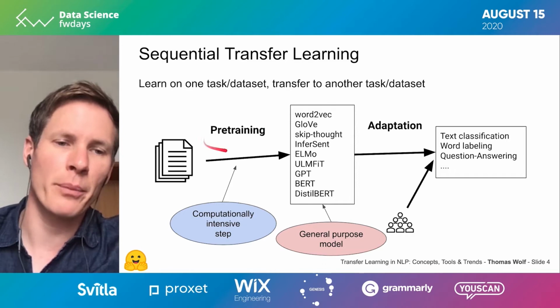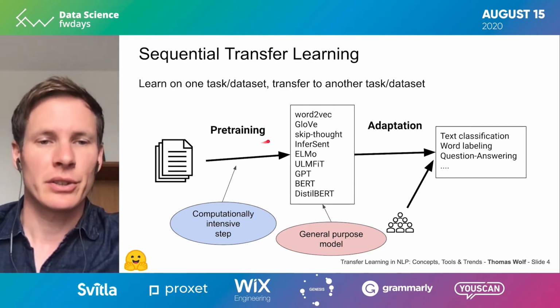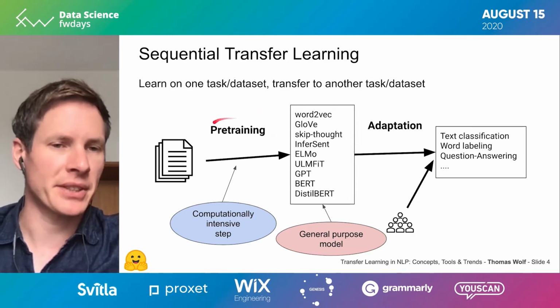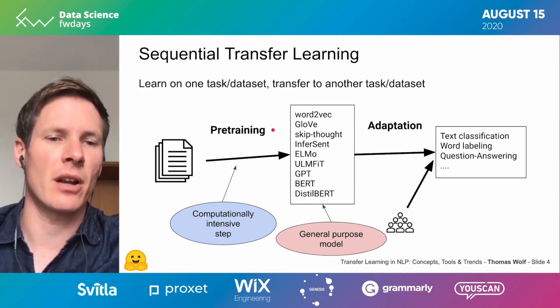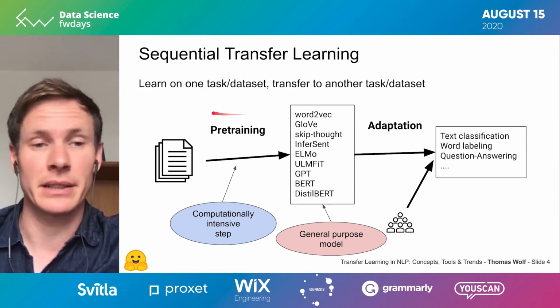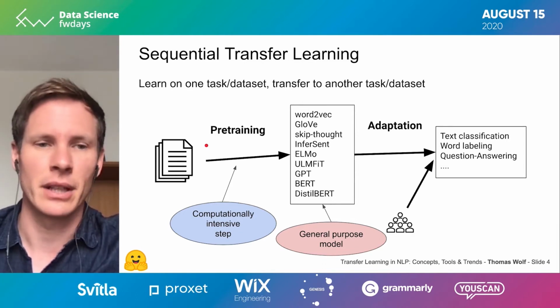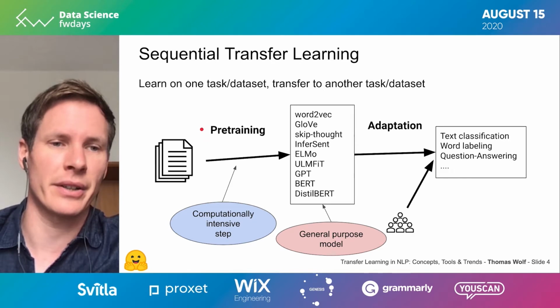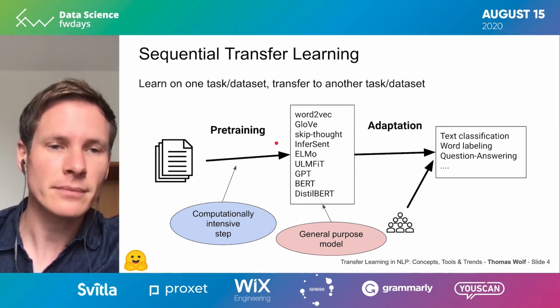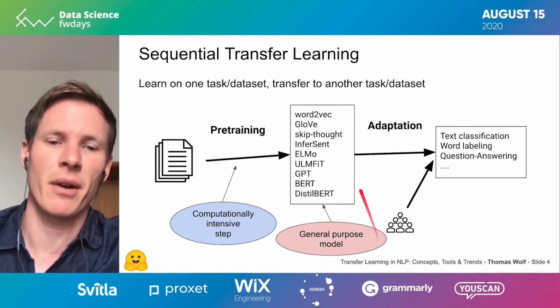Pre-training is a computationally intensive step. During pre-training, we try to use as much data as we can. So we rely a lot on unannotated data, like open domain text that we find, for instance, on the web, or that we can gather from books or from various large-size corpora. And we use that to train a general purpose model.